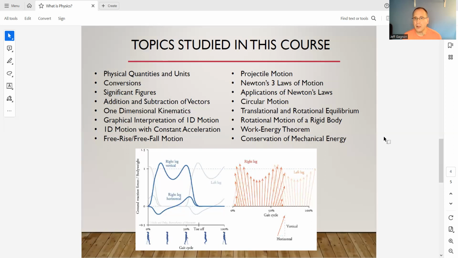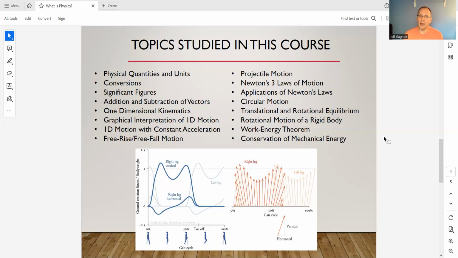Then we'll get into circular motion. In particular, we'll look at something called centripetal acceleration and centripetal force, which again also involves Newton's laws. We'll spend quite a bit of time looking at translational and rotational equilibrium. So this is when objects are either at rest, they're static, or they're moving with constant velocity, either translating or rotating.